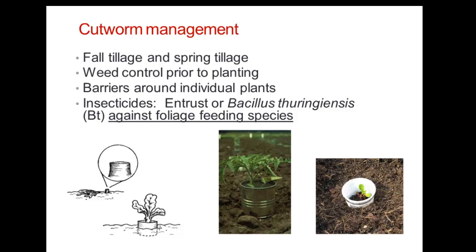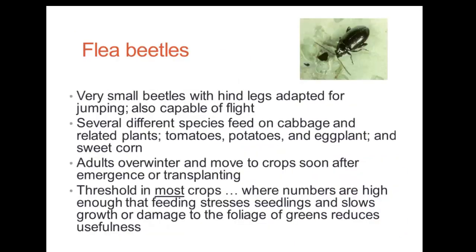And those are Entrust and BT. They generally aren't very effective against the ones that are just cutting them off at the ground level, and it just has to do with how they're tied up with dirt on the surface of the plant. They're also something where the insect doesn't eat very much of them, so it doesn't get much of the poison. And yes, indeed, on small-scale plantings, you can just simply use exclusion with cans or cups around plants.